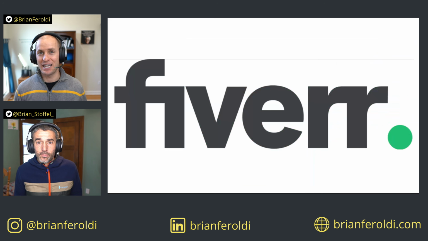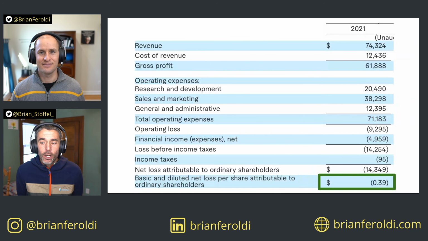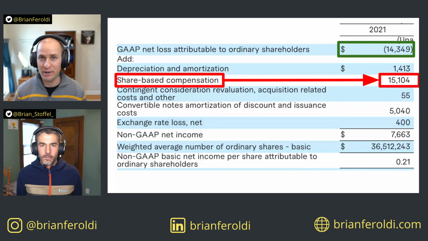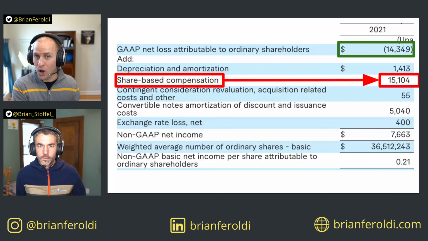Let's show another example that showcases that stock-based compensation thing that we talked about earlier brilliantly. Let's take a look at Fiverr's recent results. In the third quarter of 2021, Fiverr reported a GAAP loss of 39 cents per share, or about $14 million. That sounds bad. However, during the quarter, the company also paid out $15 million in stock-based compensation. That was a non-cash charge. If you exclude just stock-based compensation, the company would have swung from a loss to a profit.